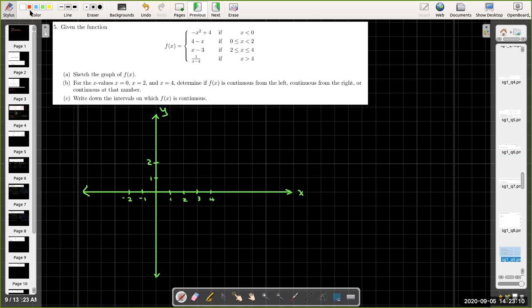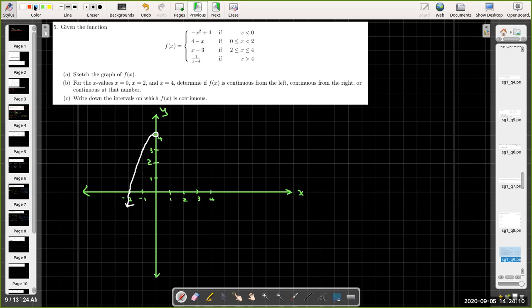My first branch is negative x squared plus 4. That is if x is less than 0. So no equals to part here. So at 0, it'd be 0 comma 4. So let me go ahead and put in a few more points there. At 0 comma 4, I'll have an open circle. Negative x squared plus 4 is a parabola. And so I am going to have only half of the parabola, which is to the left of 0. And so something like that. All right, so that is my first branch.